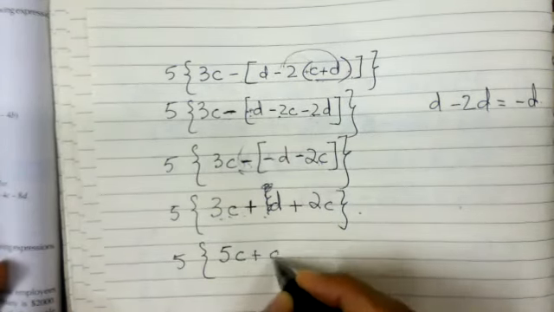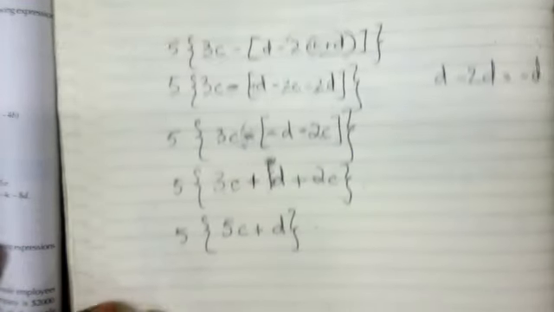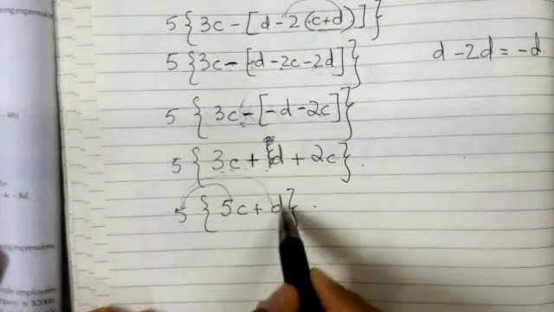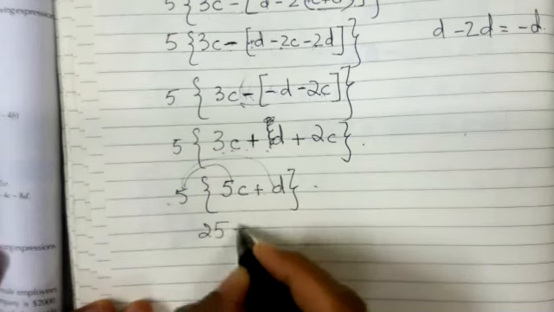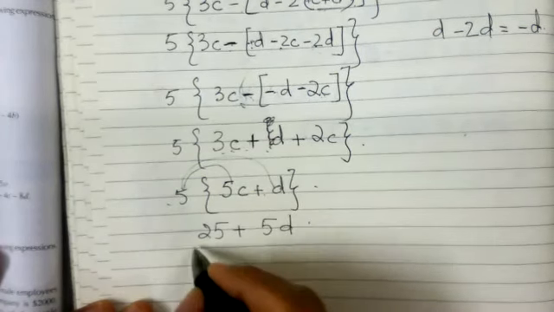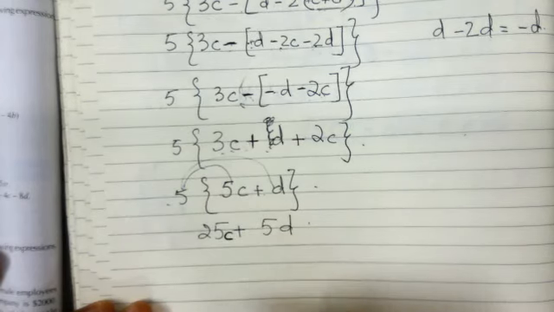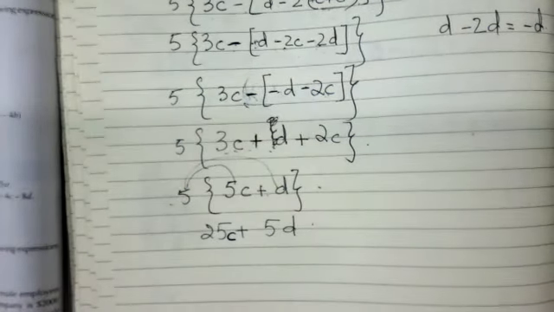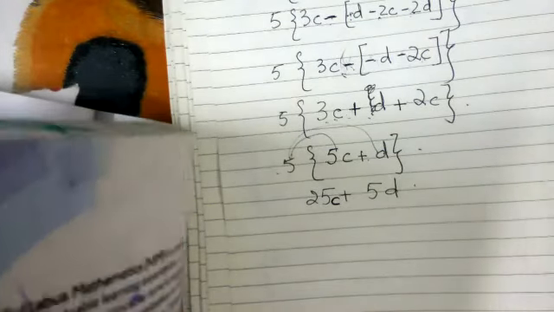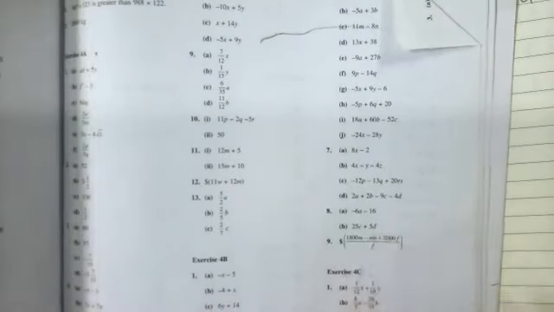Good job. And then I will copy D as it is. And now 5 will get multiplied by everything which is inside. The signs are simple: 25C plus 5D. And this is the answer because they both have different letters. Okay, so let's check from the back. Is the answer correct? Miss, which question was it? Exercise 4B, question number 8, part B. Yes, 25C plus 5D. Yes, it's correct.